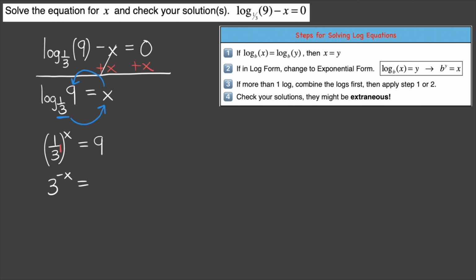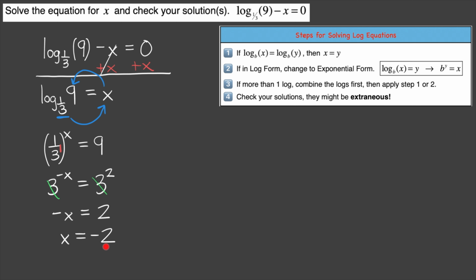And the right side is 9, but we can write that also in terms of base 3. So 9 is 3 squared. So let's go ahead and write that on the right side, so 3 squared. So this is really nice. Now that we have the same base on both sides, we can cross them out. So the 3's will cancel out, and we'll be left with negative x equals 2. And then we divide by negative 1, and we get x equals negative 2. All right, so there's our x value.